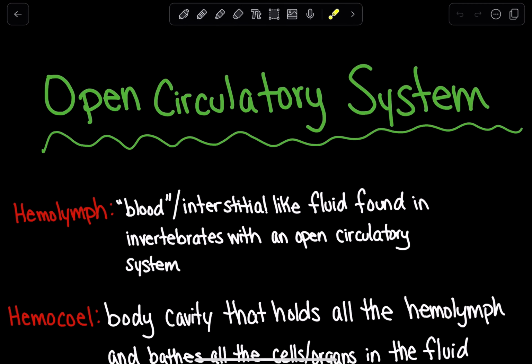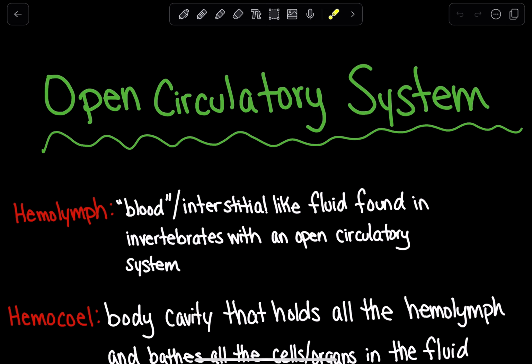In order to understand the open circulatory system, we can compare it to a closed circulatory system, because that's something we may be more familiar with. So a closed circulatory system is observed in humans. Now, what does that mean? Well, when we think about blood, blood is our fluid medium that is transporting gases and nutrients throughout the body. But in humans, our blood is enclosed within blood vessels, whether that is arteries, veins, or capillaries.